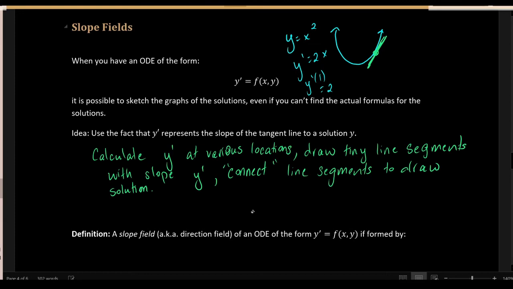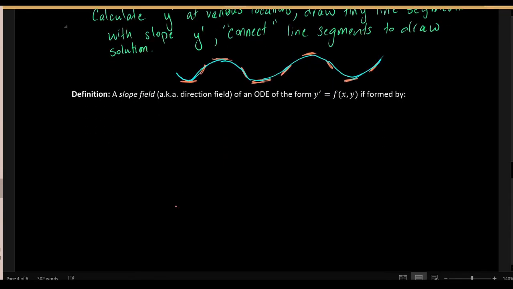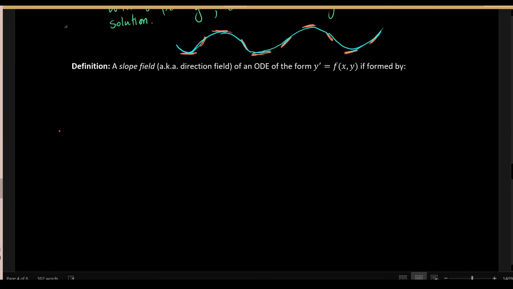So what we're going to try and do is build some tangent line segments, maybe something that looks like this at various points, and then smoothly connect those line segments to try and sketch the solution, the function y. So this brings us to a graphical object called a slope field, also sometimes called a direction field. A slope field is a graphical representation of an ODE of the form y prime equals f of x, y.